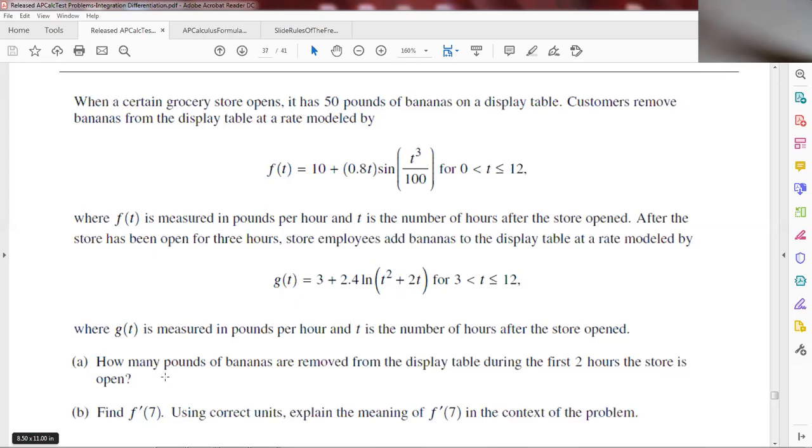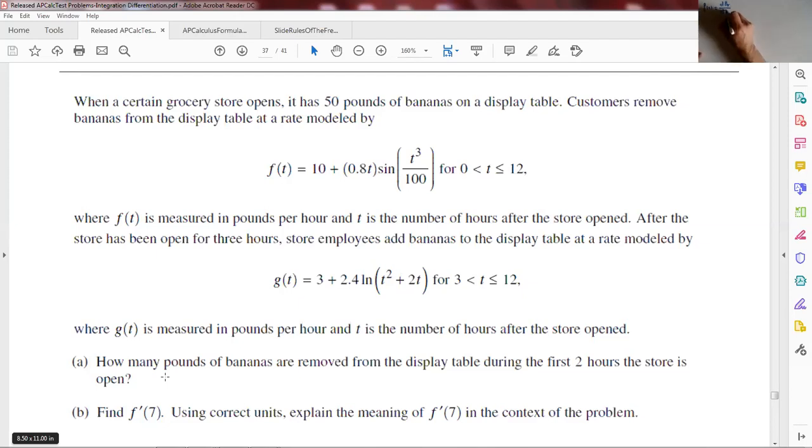After you read this one, you see that pretty much all these problems are the same way. A function adds, a function subtracts. This is a rate, this is a rate. So it's important that you state the rate. So in this case, you have f of t, and this is going to be the derivative of, I'm going to put BR, bananas removed.